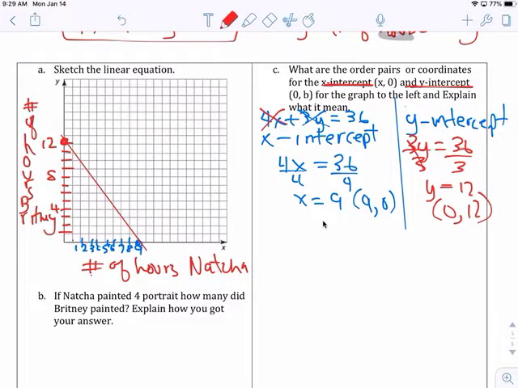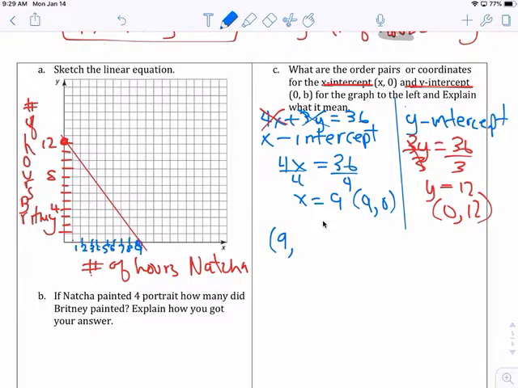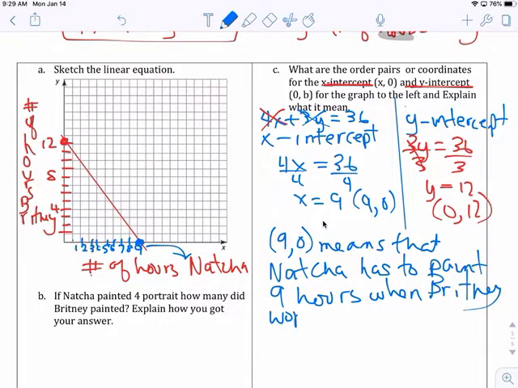Okay, and then explain its meaning. (9, 0) means that right here, Natcha has to work 9 hours, has to paint 9 hours when Brittany works paint 0 hours.